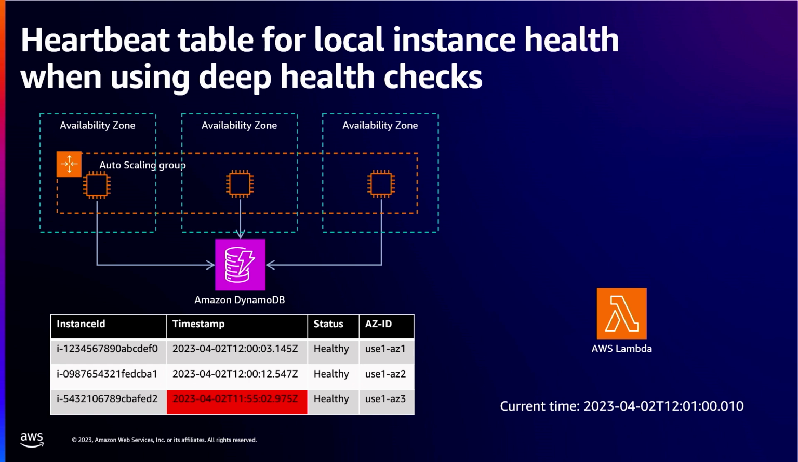And so you can see that the instance here on the bottom, I543210, last reported at 11:55, and our current time is 12:01. Every minute, this Lambda function is going to run, and it's going to query the table and look for stale entries. When it finds this entry that's more than 5 minutes old, it's going to call the auto-scaling API to set instance health to terminate that instance. So this is a way that we can use deep health checks and also still have a good picture of how the instance is performing locally without its dependencies.